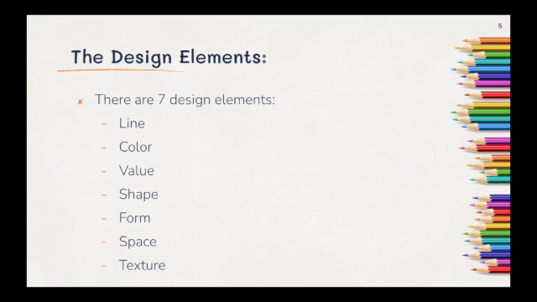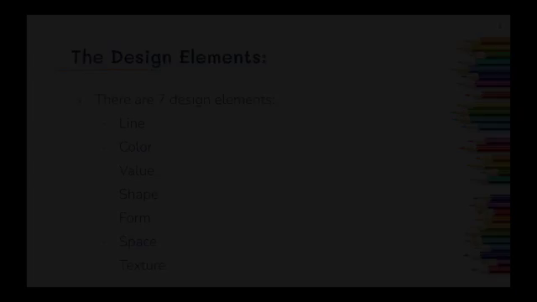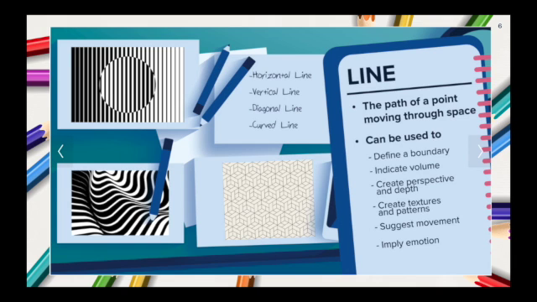We're now going to transition into both the design elements and principles. We're going to begin by looking at the different elements of design. There are 7 of these elements in total. They consist of line, color, value, shape, form, space, and texture. Let's start by taking a closer look at line.